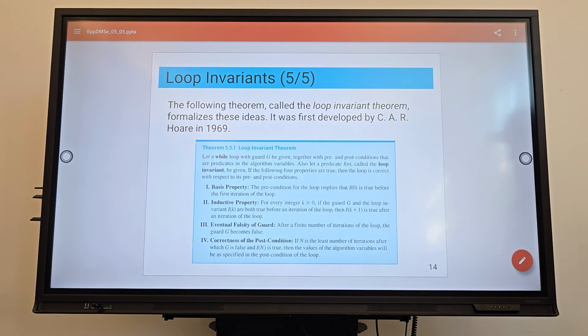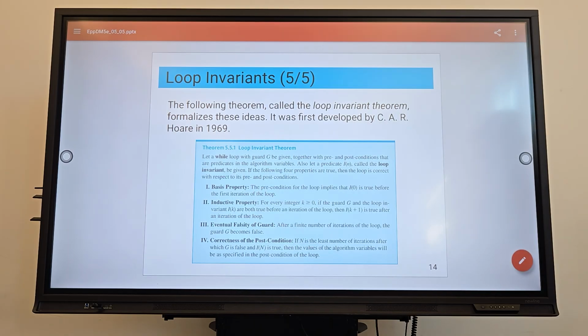Number one, the basis property. The precondition for the loop implies that I of 0 is true before the first iteration of the loop. The inductive property, number two. For every integer k greater than or equal to 0, if the guard G and the loop invariant I of k are both true before an iteration of the loop, then I of k plus 1 is true after an iteration of the loop.